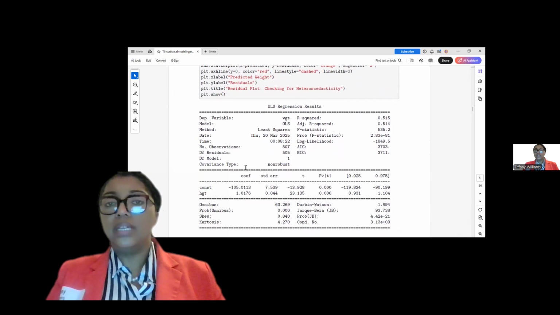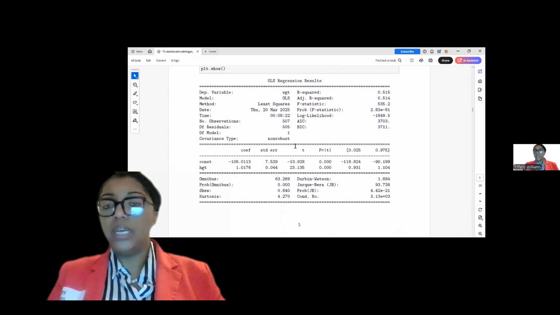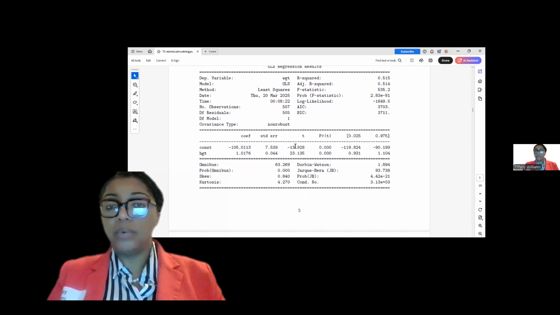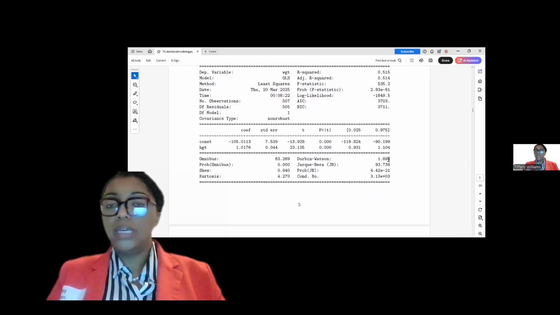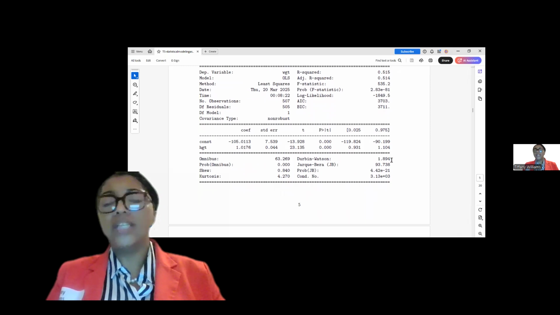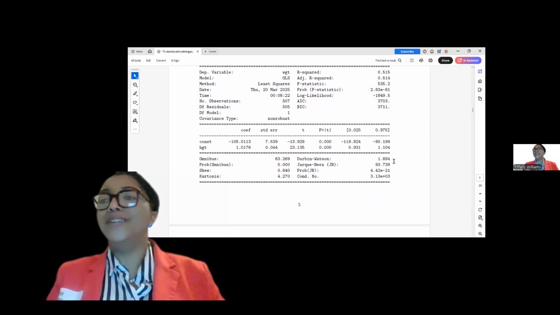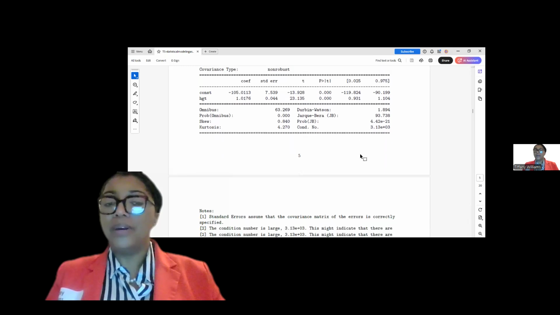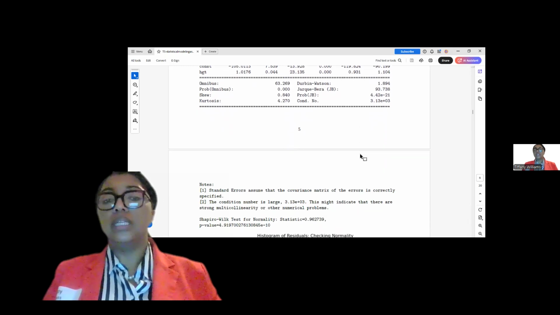So as we look at the ordinary least squares regression results, there's a lot of things on here. Based on this example, we're only going to look at a couple of things. We're going to look at the Durbin-Watson measurement as well as the conditional number. Durbin-Watson actually checks for autocorrelation. And the conditional number actually checks for multicollinearity.